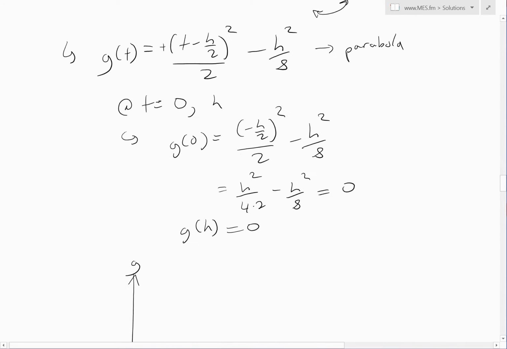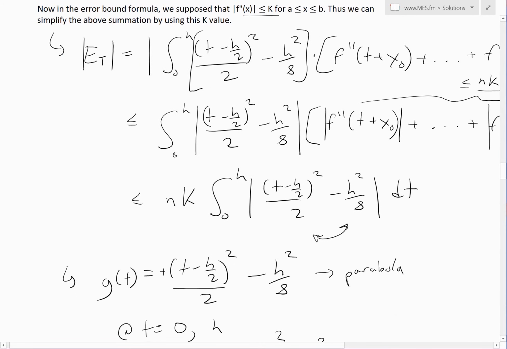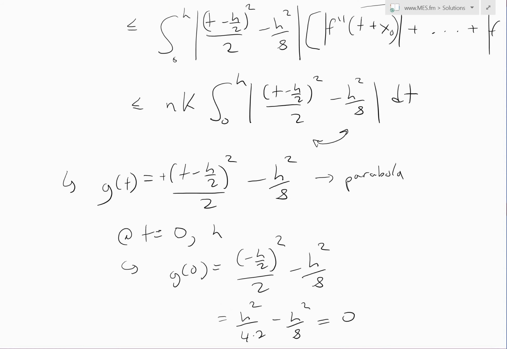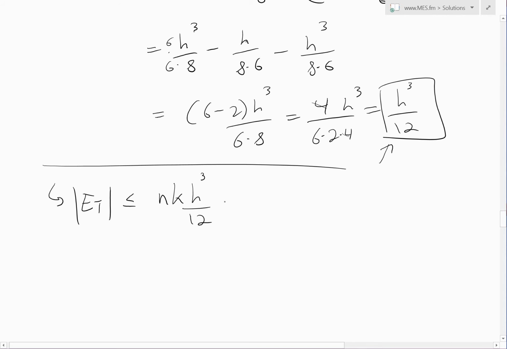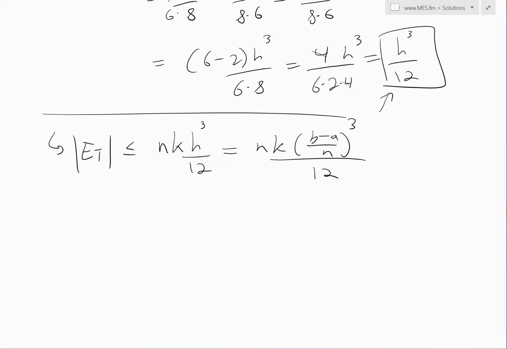So now we can plug this back inside our integral right here for the error. So we get the error, this becomes h cubed divided by 12. So let's bring it all back down. We get the absolute value of E_T is less than or equal to nK, and we put h cubed over 12. And remember, h is just b minus a divided by n, that's what h equals, because h is just our delta x. And now what we get, simplifying this, is 2nK times (b minus a) cubed divided by 12n cubed.